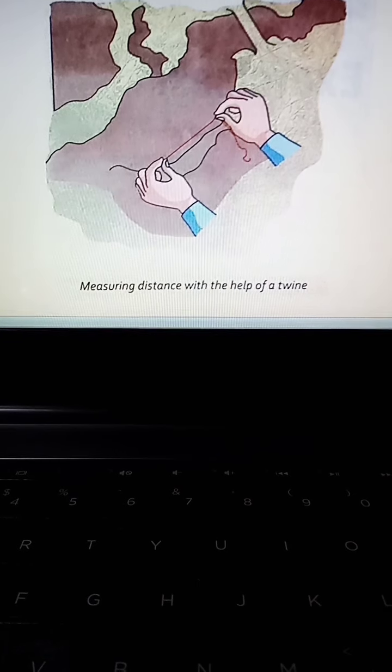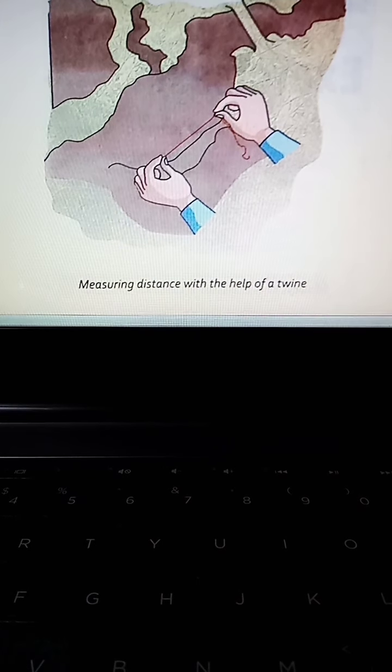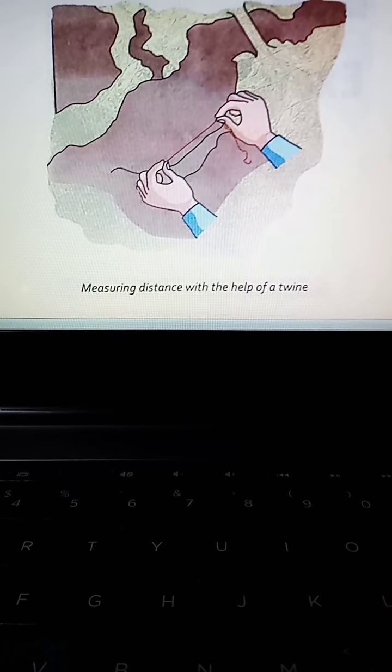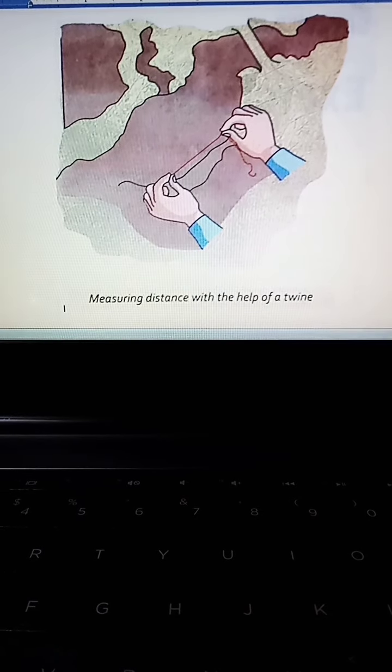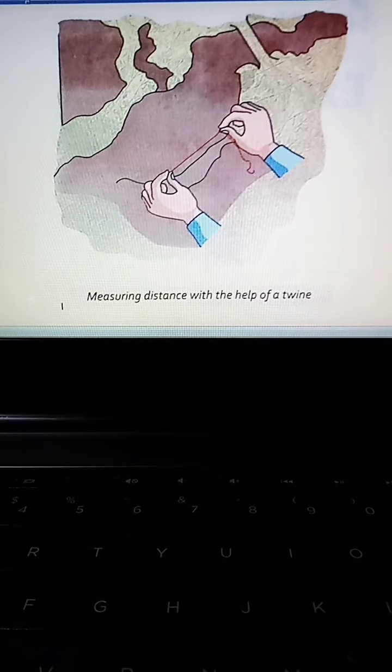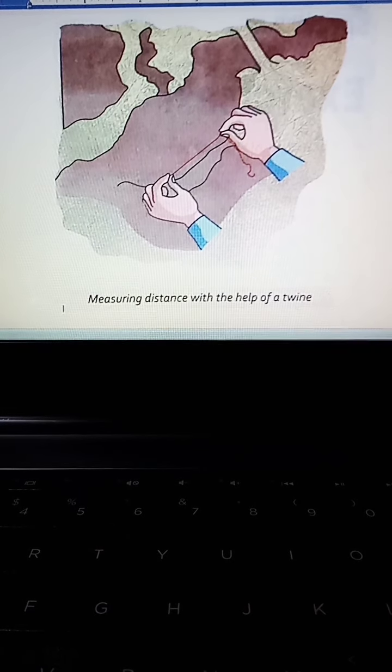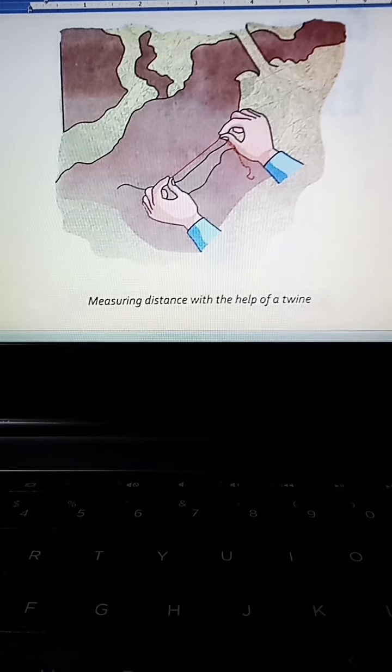If the distance to be measured is longer than the printed scale on the map, place the twine on the ruler in the same way. Calculate the number of centimeters it covers and convert that into kilometers.